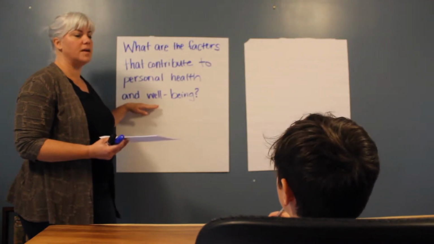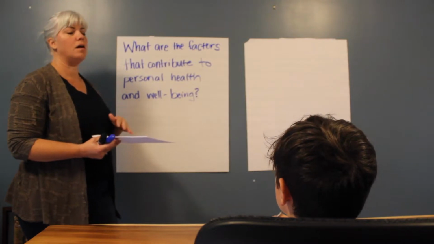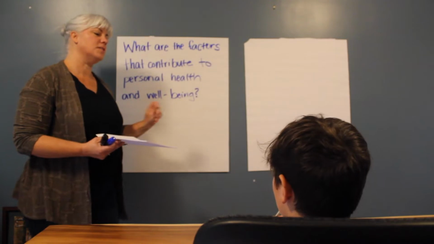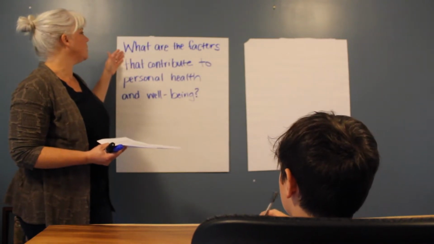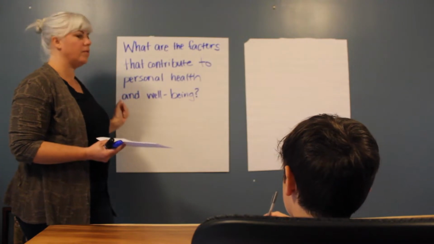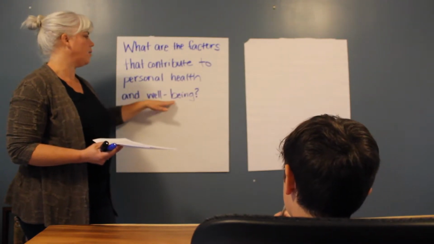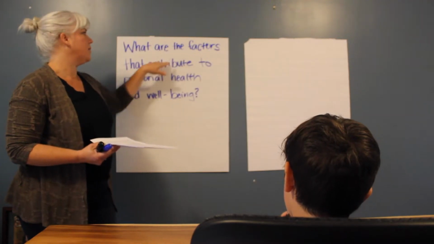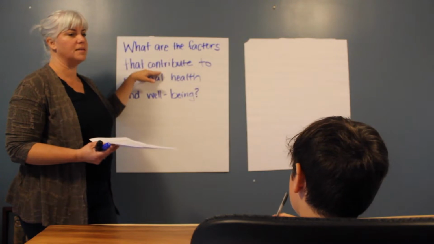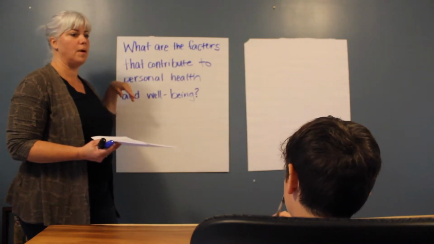And what we're going to try to do is generate a list of responses. So not long, detailed explanations, but we want to have just a list in response to the question, what are the factors that contribute to personal health and well-being? So the focus here is on health and well-being and what things contribute to that. So that means what things influence health and well-being, what things impact health and well-being.